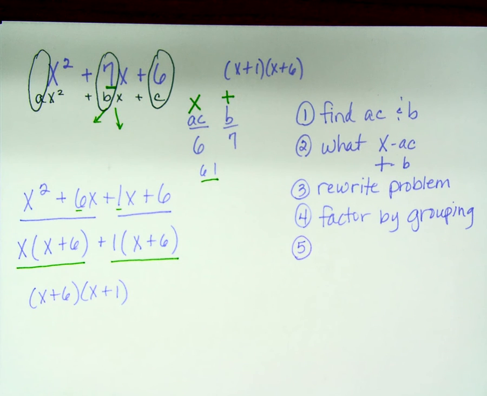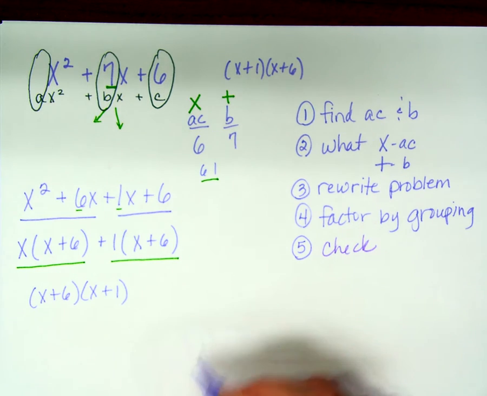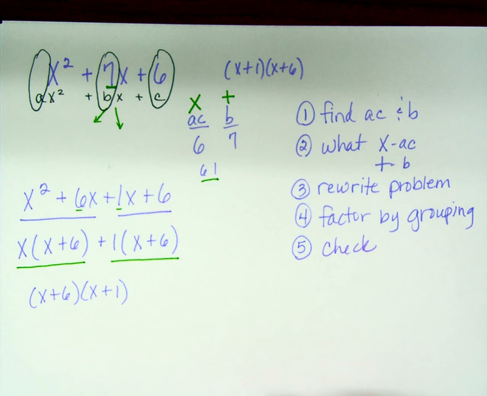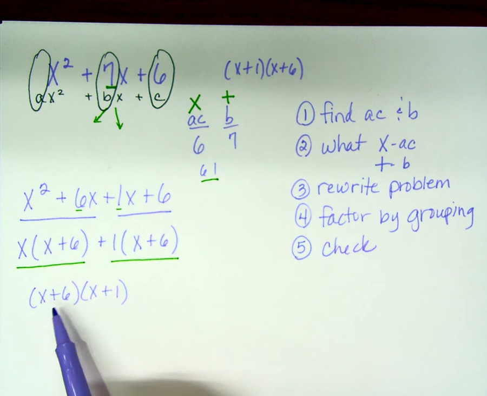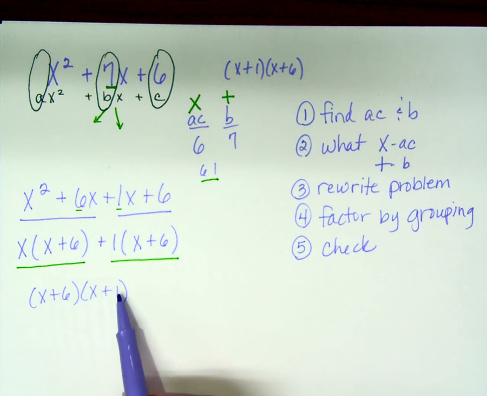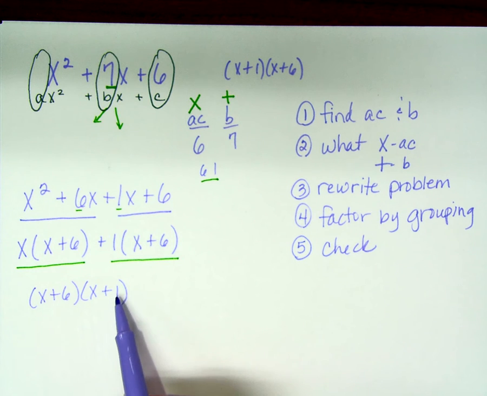What's step number 5? Check. Do we have to write it out when we check? Once again, we can do that in our heads, right? Now, we did it already, but I'll model that for you, checking. X squared plus 1x plus 6x. Well, 1x and 6x is 7x. And then 6. So that is the correct answer. Any questions so far? Okay.